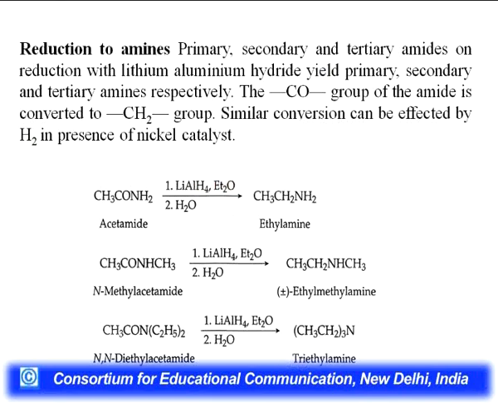Next reaction is the reduction of amides. Primary, secondary and tertiary amides on reduction with lithium aluminium hydride yield primary, secondary and tertiary amines respectively. The carbonyl group of the amide is converted to the CH2 group. Similar conversion can be effected by hydrogen in presence of nickel catalyst. So, here are some examples of reductions of amides to the corresponding amine: acetamide will give you ethylamine when reduced by lithium aluminium hydride, N-methylacetamide will give you ethylmethylamine, and then N,N-diethylacetamide will give you triethylamine.